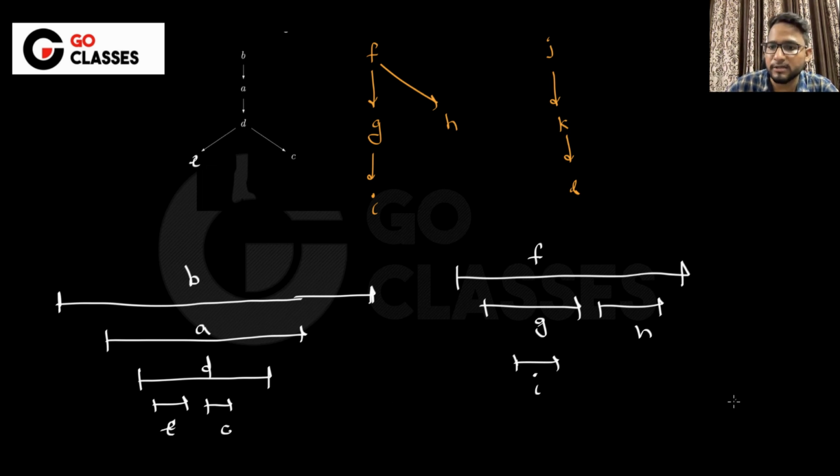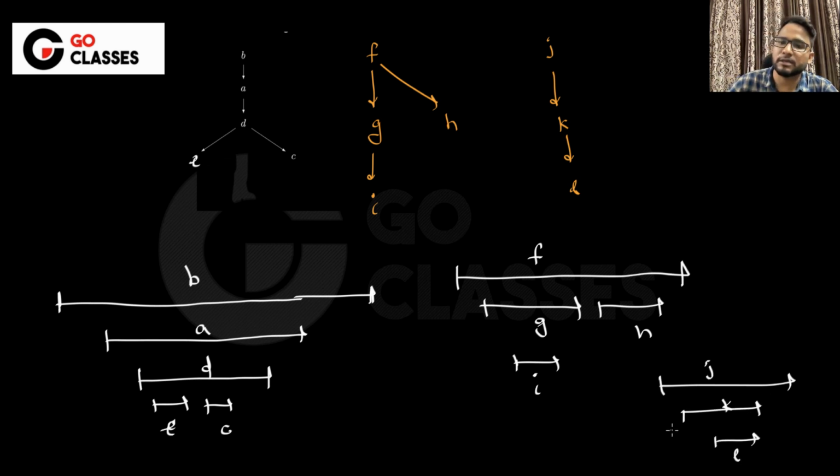Similarly, you can make an interval chart for this. You will say this is J, this is K, this is L, something like that. Now, if this is a start, like if this is 1, this is 10, something like that, that does not matter. I mean, you do not know whether B has been started first, or F has been started first, or J has been started first. But you know that B has been started, and after that only A has been started, and after that only D has been started, and after that only E has been started.